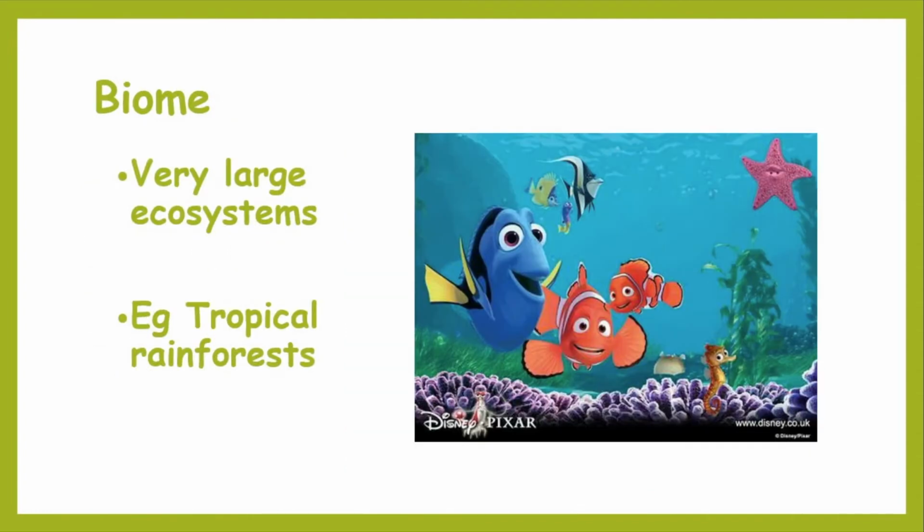Okay, and finally, biome. Now this comes up quite a lot. A biome is a very large ecosystem. So the Amazon rainforest, for example, the largest rainforest on the planet, that would be a rainforest biome. The Pacific Ocean, a massive ocean, that would be an ocean biome. Okay, so pause the video here a moment and get down the meaning of biome.